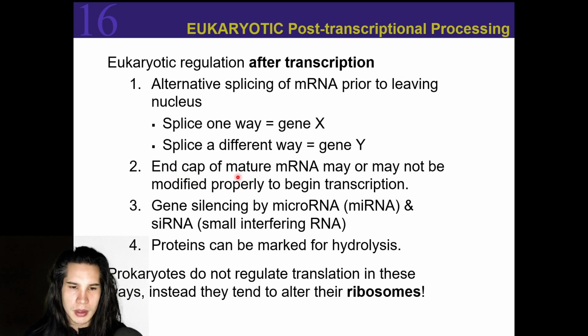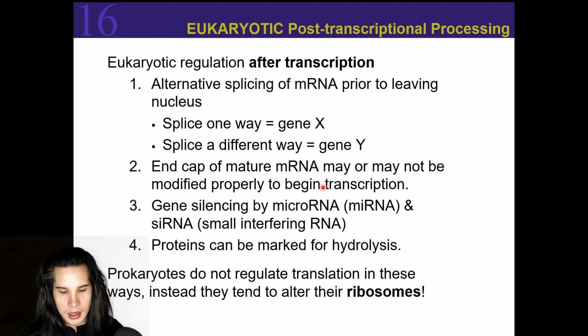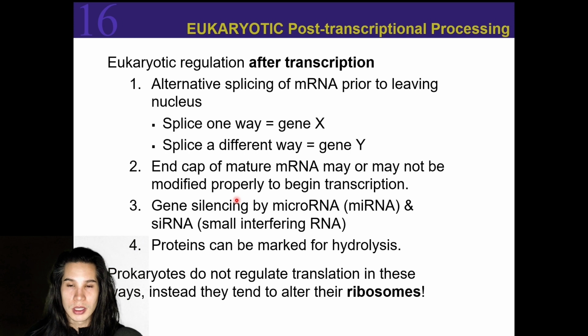Next, we have the end cap of mature mRNA, which may or may not be modified properly to begin transcription. We have a few things that we do after we've created our messenger RNA. We add a cap at one end and a poly A tail to the other end, which I'll show you a picture of. Those serve as signaling molecules that you can bring that out of the nucleus into the cytoplasm. And then we have gene silencing by what we would call microRNA or small interfering RNA.